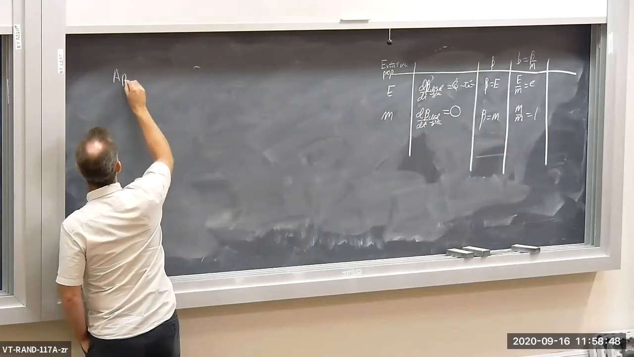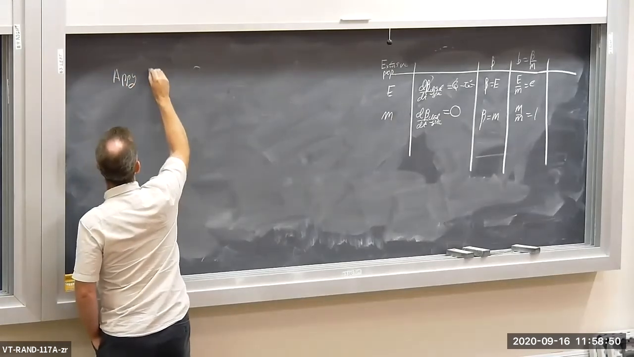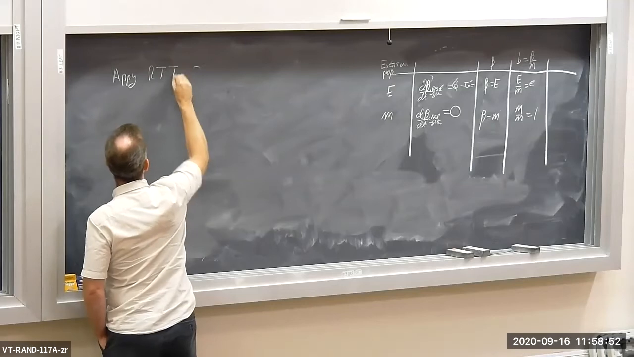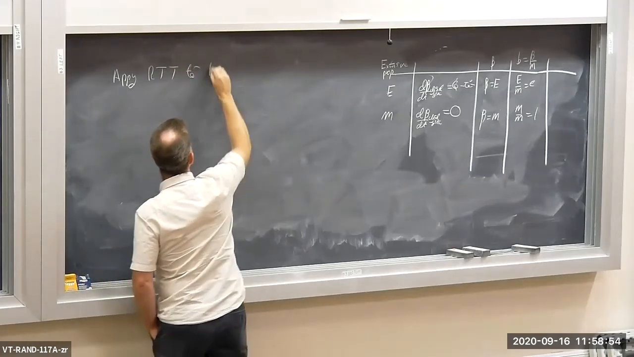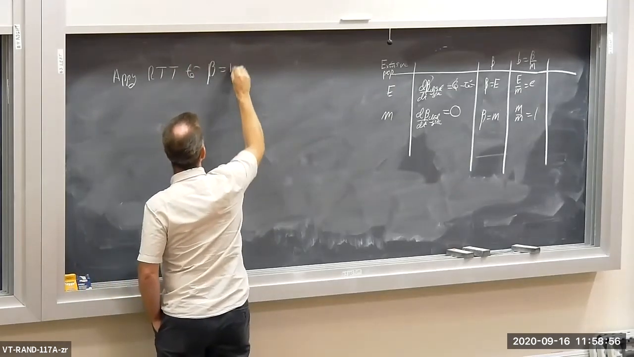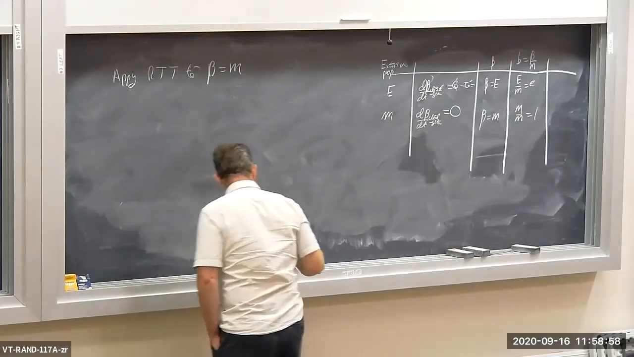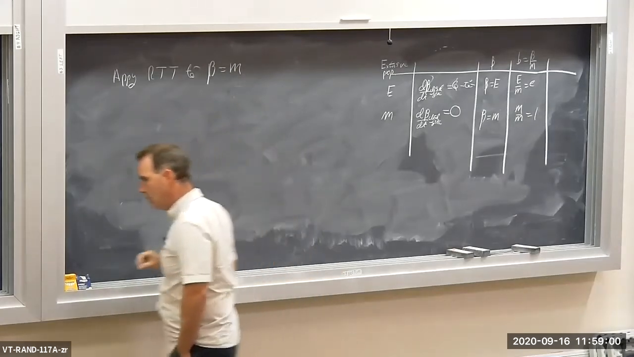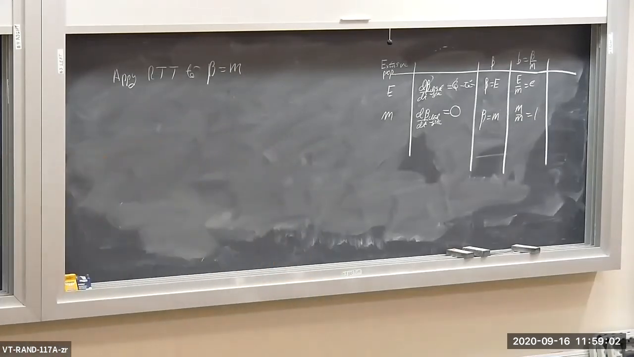Apply Reynolds transport theorem to beta equals mass. Okay? Seems like I'm running low on chalk here.